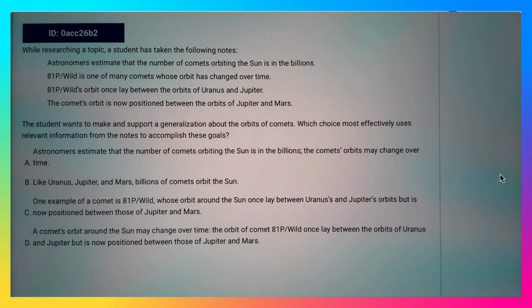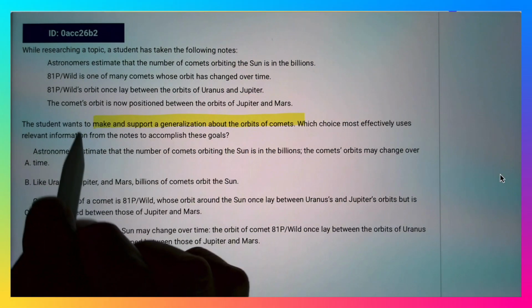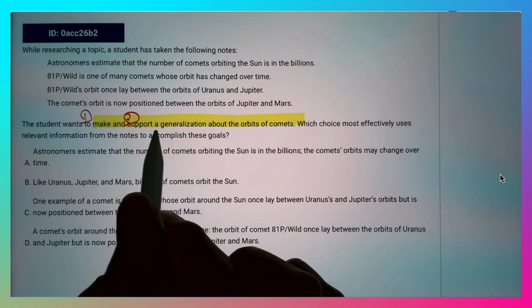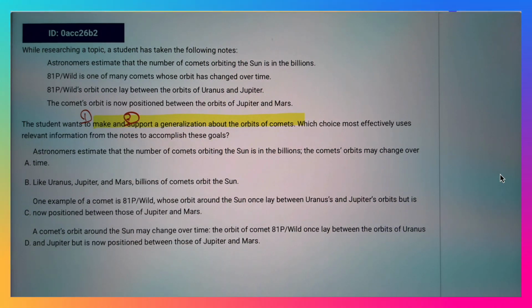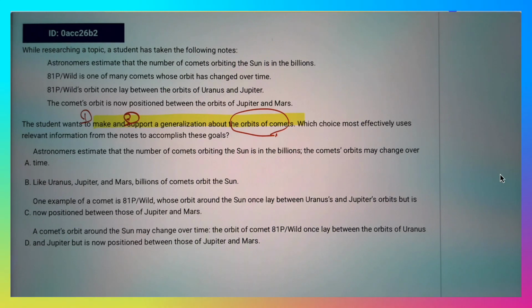The student wants to make and support a generalization about orbits of comets. Okay, so we have seen this question before. Make and support a generalization. Okay, about what? The orbit of comet. Okay, so let's look at line 1.